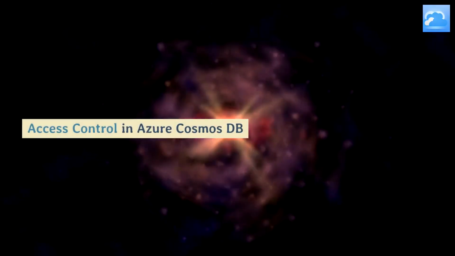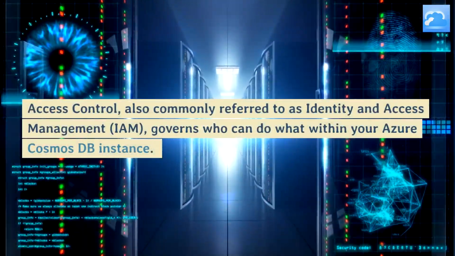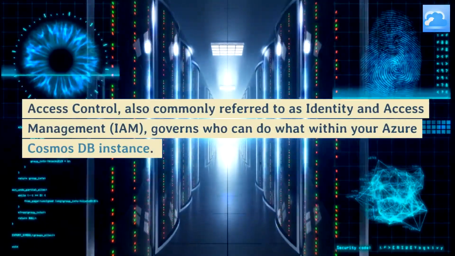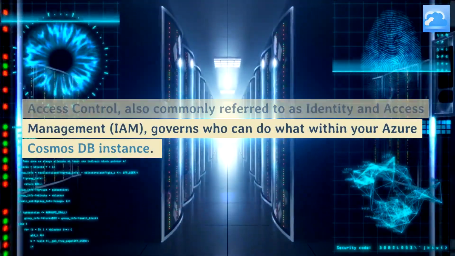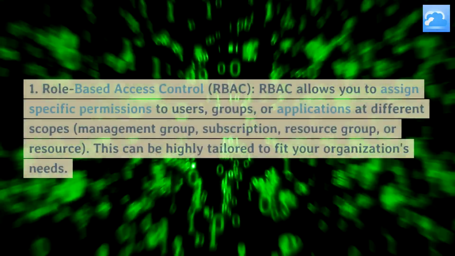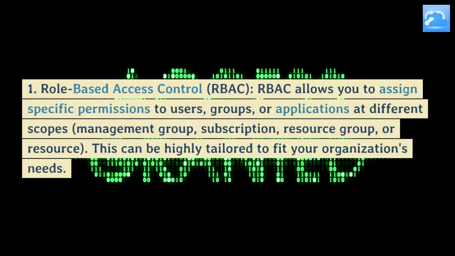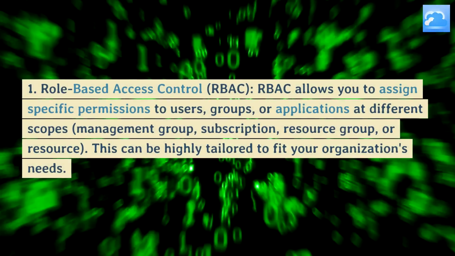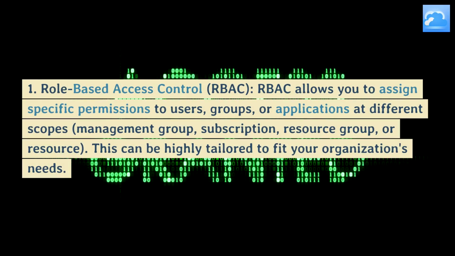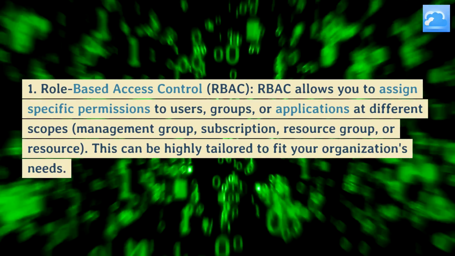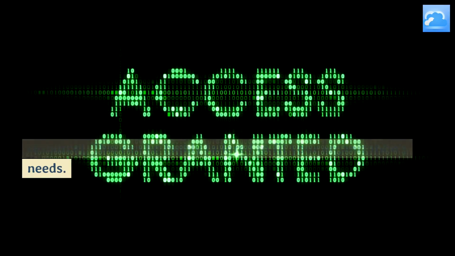Access control in Azure Cosmos DB. Access control, also commonly referred to as identity and access management, IAM, governs who can do what within your Azure Cosmos DB instance. 1. Role-based access control, RBAC. RBAC allows you to assign specific permissions to users, groups, or applications at different scopes: management group, subscription, resource group, or resource. This can be highly tailored to fit your organization's needs.